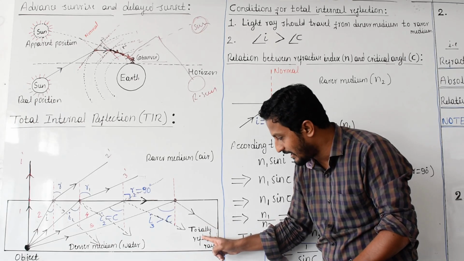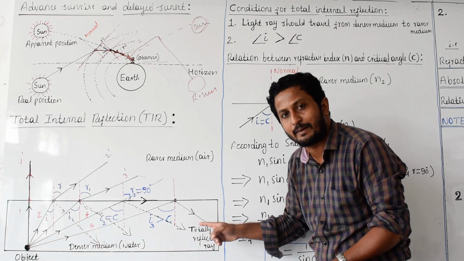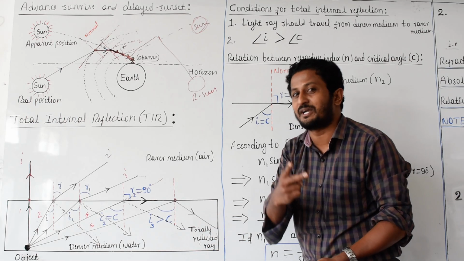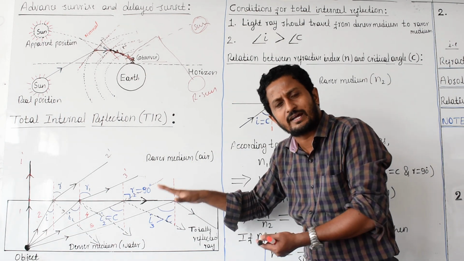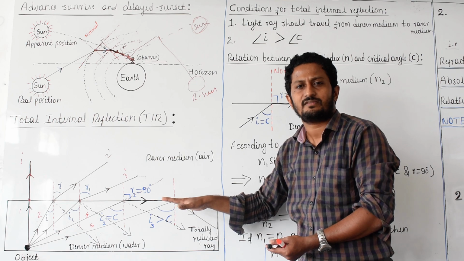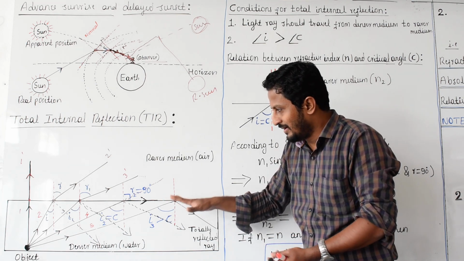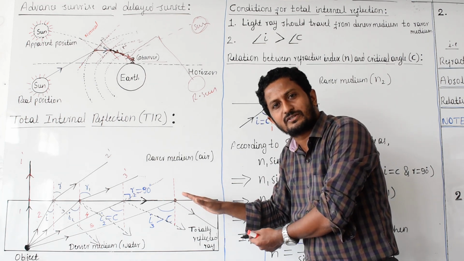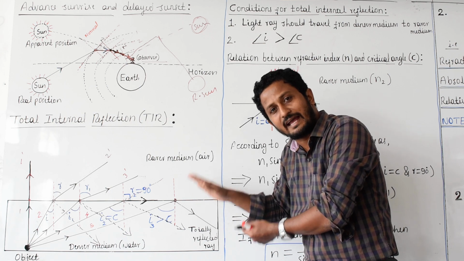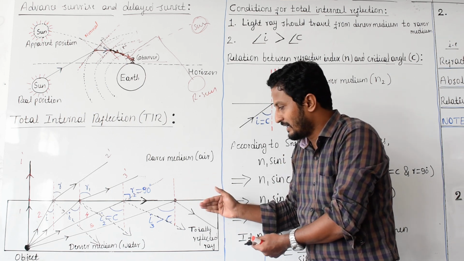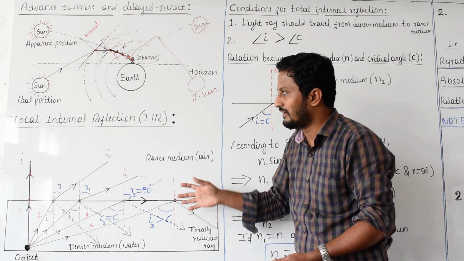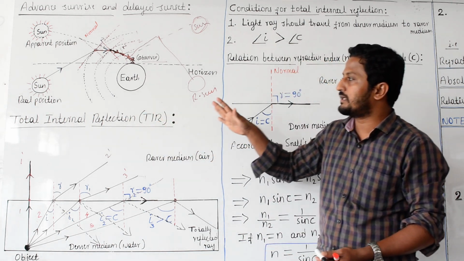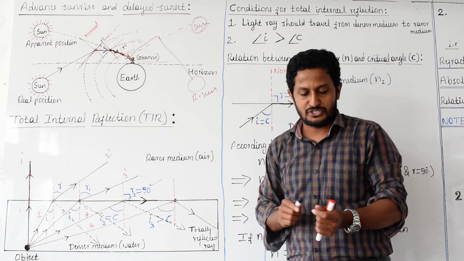This TIR happens under some conditions. We will discuss the conditions later, but try to understand what happened here. At one particular position, for one particular angle, the light ray got totally reflected back. This phenomenon we call total internal reflection.